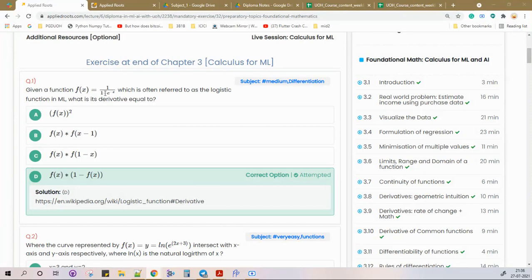Sure. So given the sigmoid function, which is often referred to as the logistic function in ML, what is its derivative equal to? We need to find the derivative, and it is given in the form of f of x. So we will try to find the derivative such that the form of f of x, 1 divided by 1 plus e to the power minus x, is retained, so that we can convert it back to f of x. Here they have asked just the first derivative, so let's try to find it.